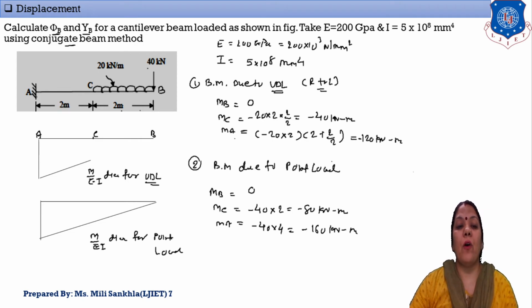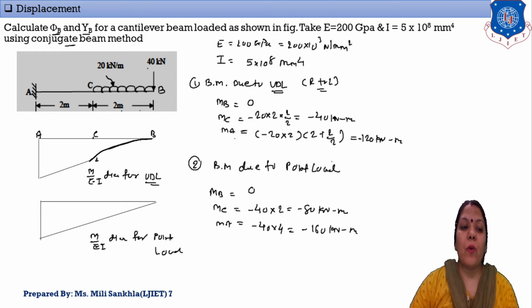Now at B the moment is 0, at C we get moment 40, and from B to C a UDL is given, so our diagram is an inward parabola. Complete this diagram like this, and here at this point we get 40 by EI, and here I get the value 120 by EI. Now we solve this example with the conjugate beam method.